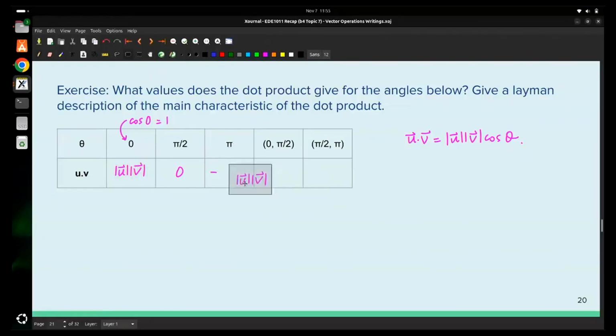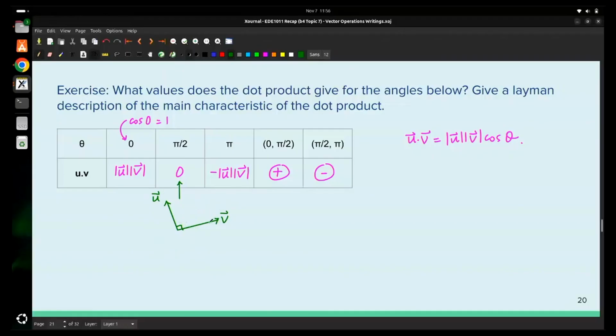What about if the angle is 0 to pi over 2? The cosine must be positive, correct or not? So that means this dot product will be a positive value. Then if the angle is obtuse, from pi over 2 to pi, the dot product will be negative. Let's say this can be your v, this can be your u. At exactly pi over 2, the vectors u and v themselves are perpendicular, and the dot product is 0.